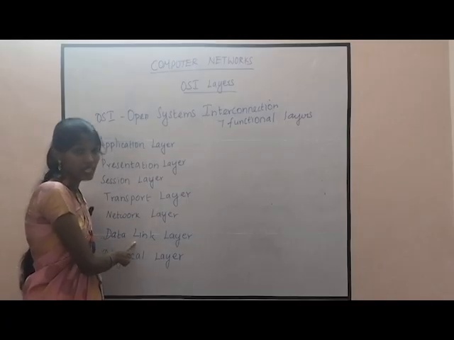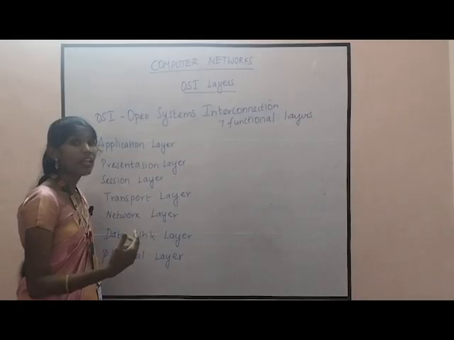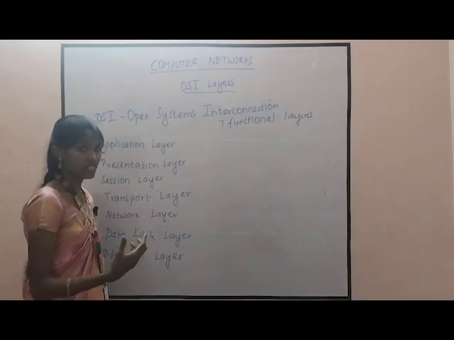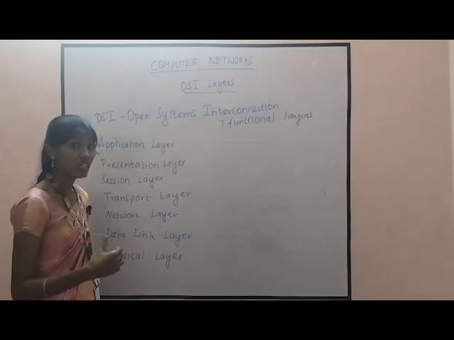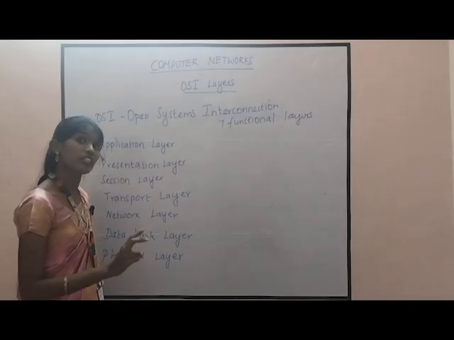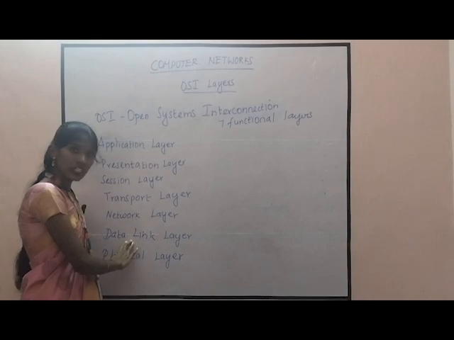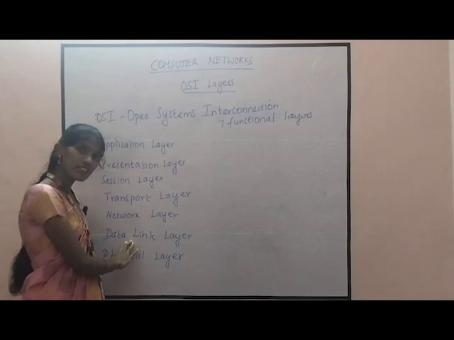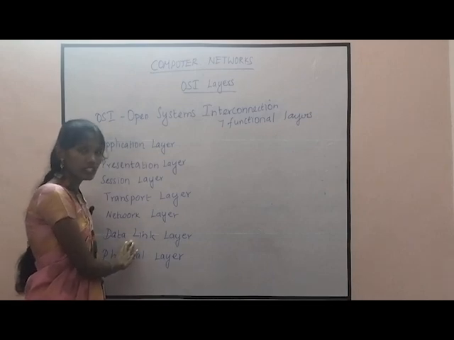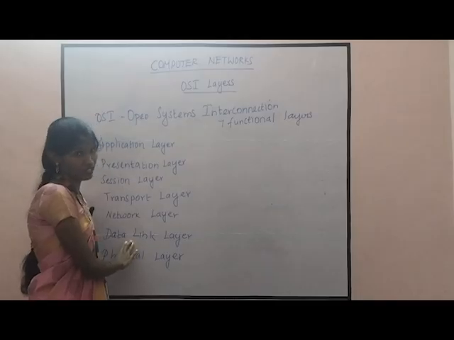Medium in the sense, one medium will be available, and everyone will be accessing that medium. Just like that, a road will be available, and we all will be using that. But without collision, we have to travel, right? The same way, all the devices will be connected in the same medium, and all the devices will be communicating between different devices.